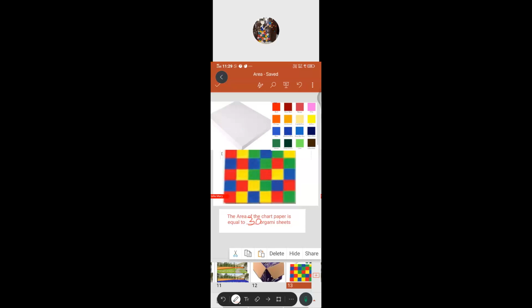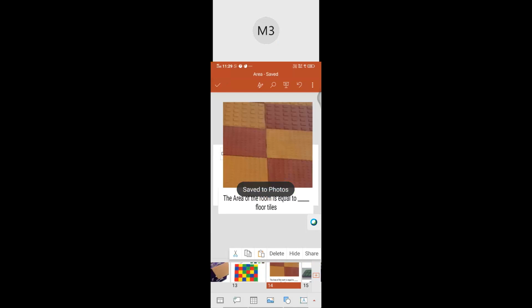Okay. We'll see the next one. 30. The room is how many floor tiles? 1, 2, 3, 4, 5, 6. The room is equal to 6 floor tiles.